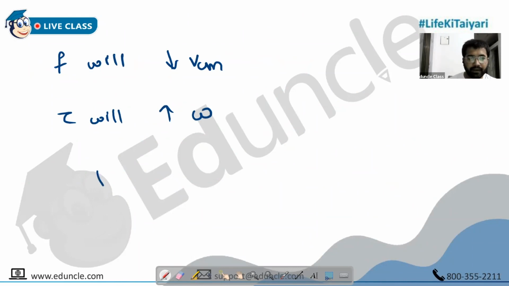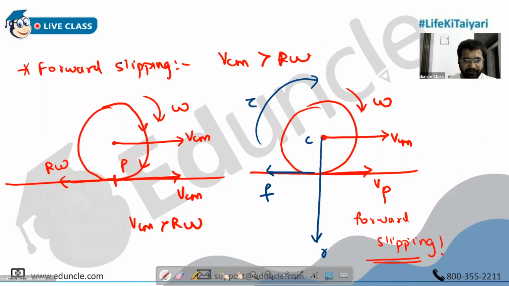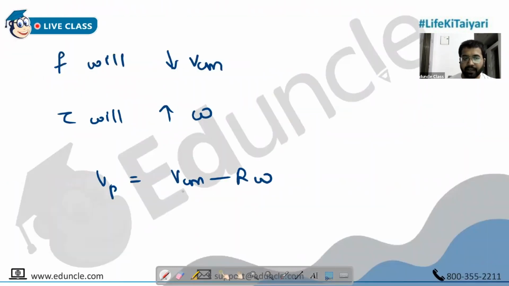Clear? Now, Vp was Vcm minus R omega initially, because Vcm was greater than R omega. So Vp was Vcm minus R omega. But now what is happening? Friction is decreasing Vcm. So Vcm is going to decrease and torque is increasing omega. So omega is going to increase.